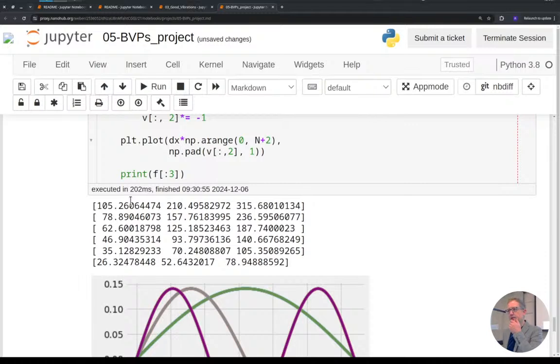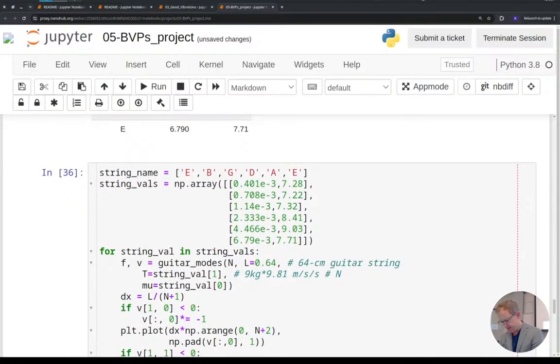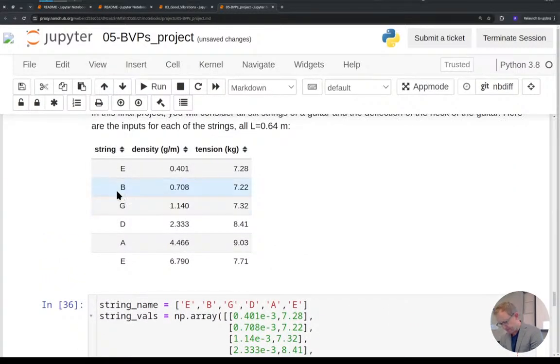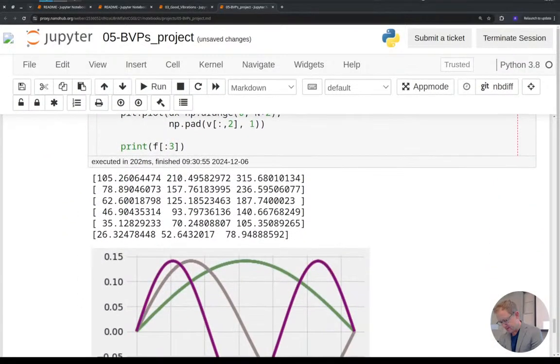If I look at the output of what frequencies those are all vibrating at, I have 105, 78, 62, 46, 35, 26. 105, is that right? Is E higher? 1, 2, 3, 4, 5, 6. Oh yeah, okay. So every string is a lower frequency, a lower note than the last string. That's right. 105, 78, 62.